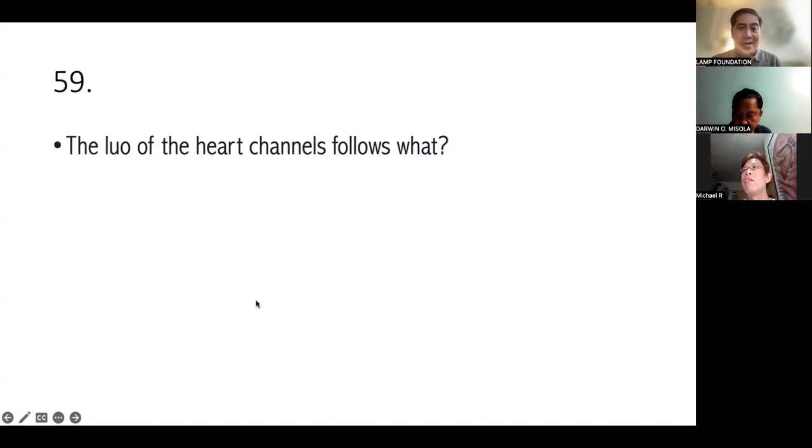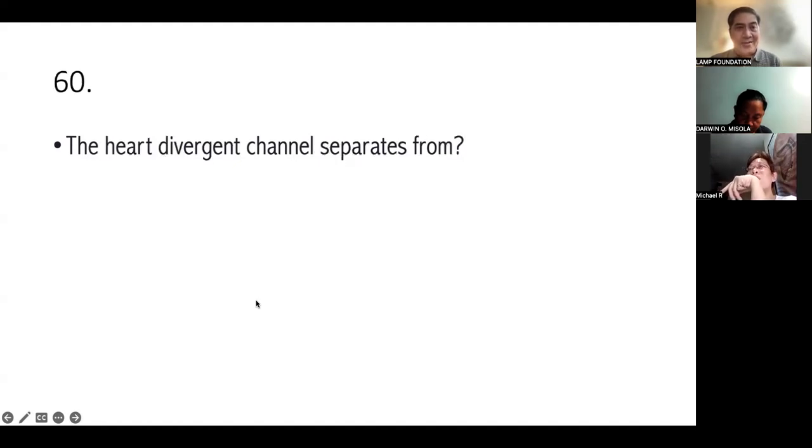Okay. Kaya connected siya with the kidney, remember? Kaya pala. Now you're Root of the tongue. The heart divergent channel separates from the primary channel of the axillary fossa.